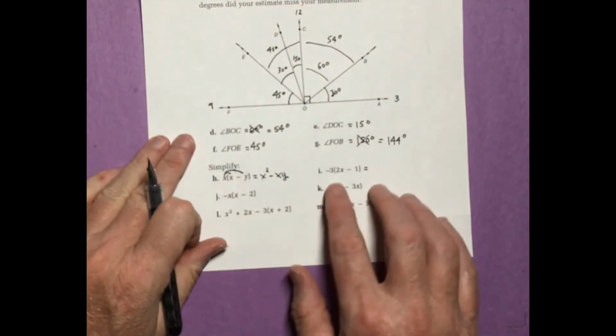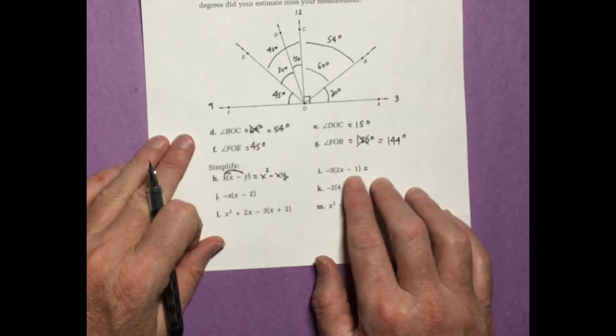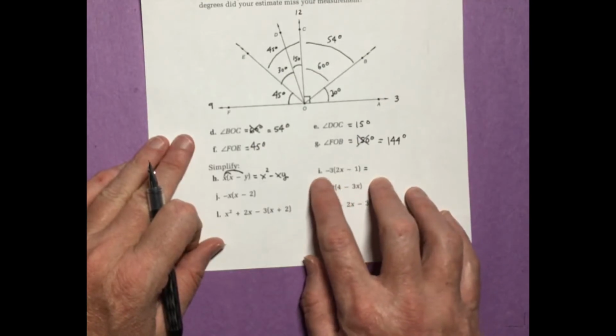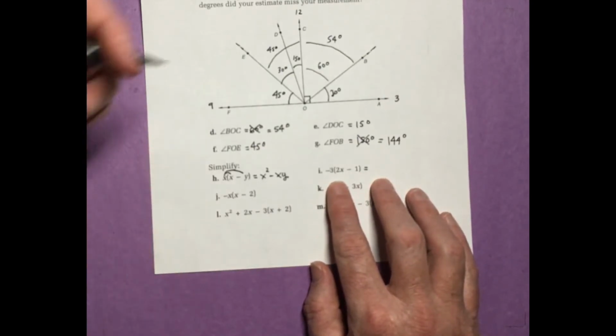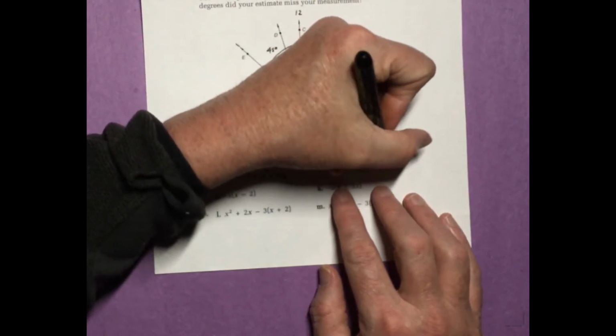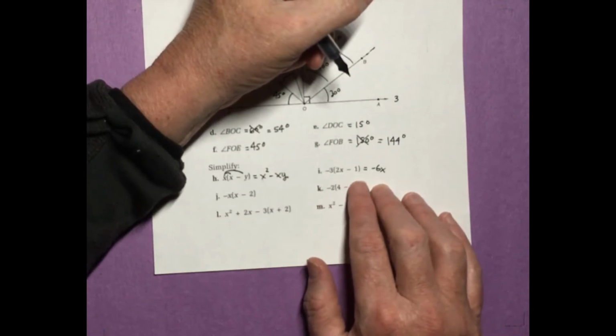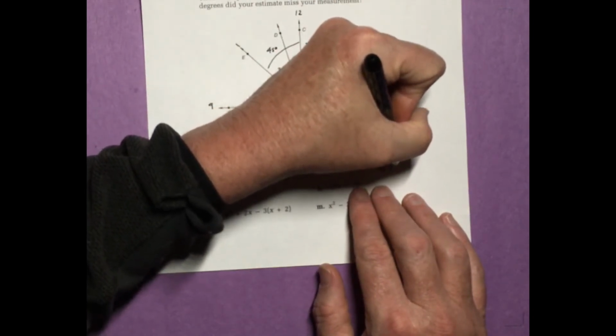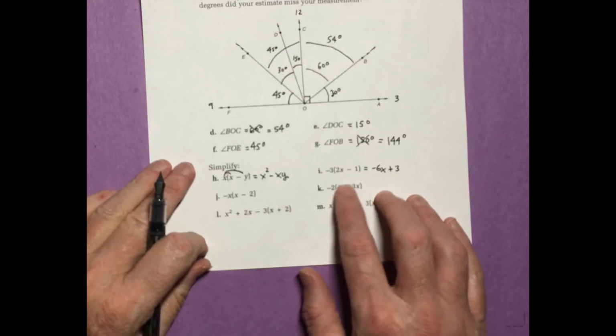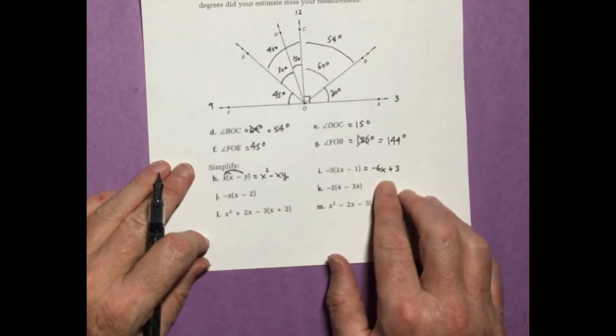All right, so let's look at I over here. Same way. I've got a minus 3 times the quantity 2x minus 1. So when I distribute that, I'll take minus 3 times 2x. That will be a minus 6x. And I'll take a minus 3 times minus 1, which is a plus 3. So that simplified is minus 6x plus 3.